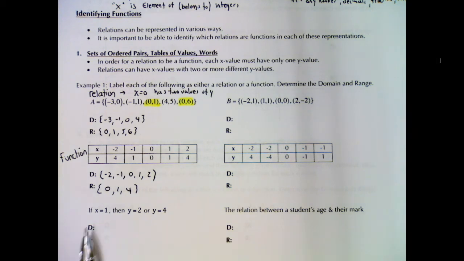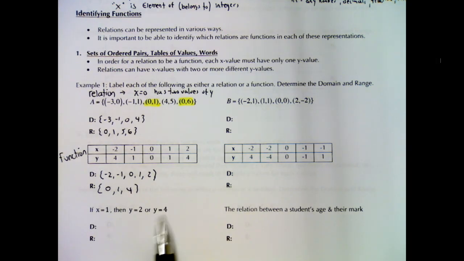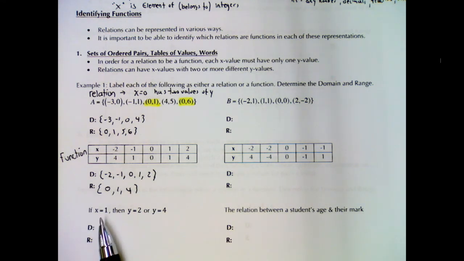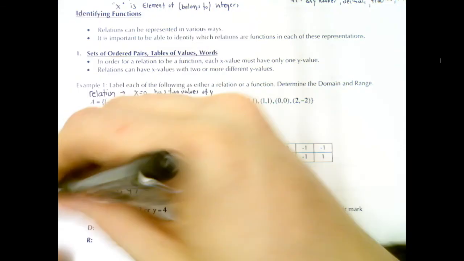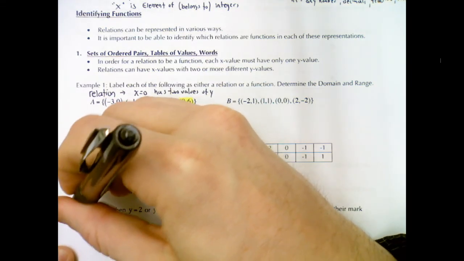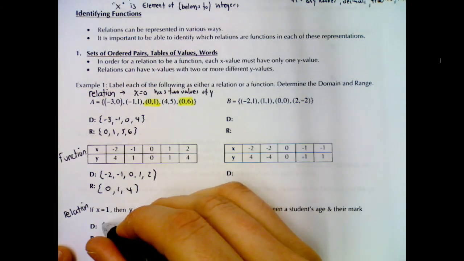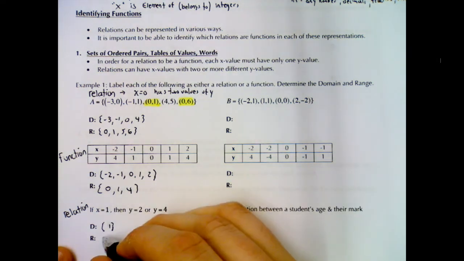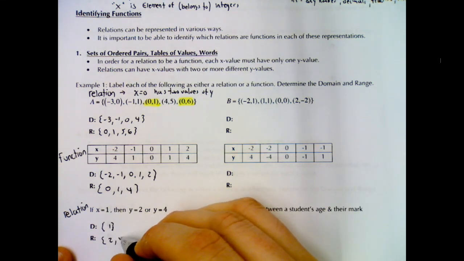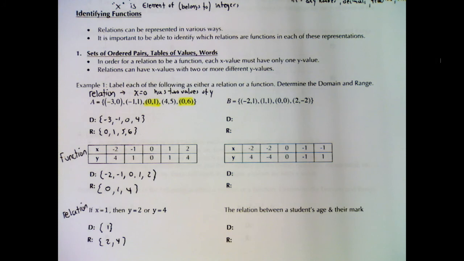Last example. If x equals 1, then y is 2 or y is 4. So right here, what we're defining is a relationship in which this x has 2 different y values. So that makes this a relation. And for the domain, we just have one x, and it's 1. So we just list 1. And for the range, we have 2 different y values, 2 and 4. So our domain is 1, and our range is 2 and 4.